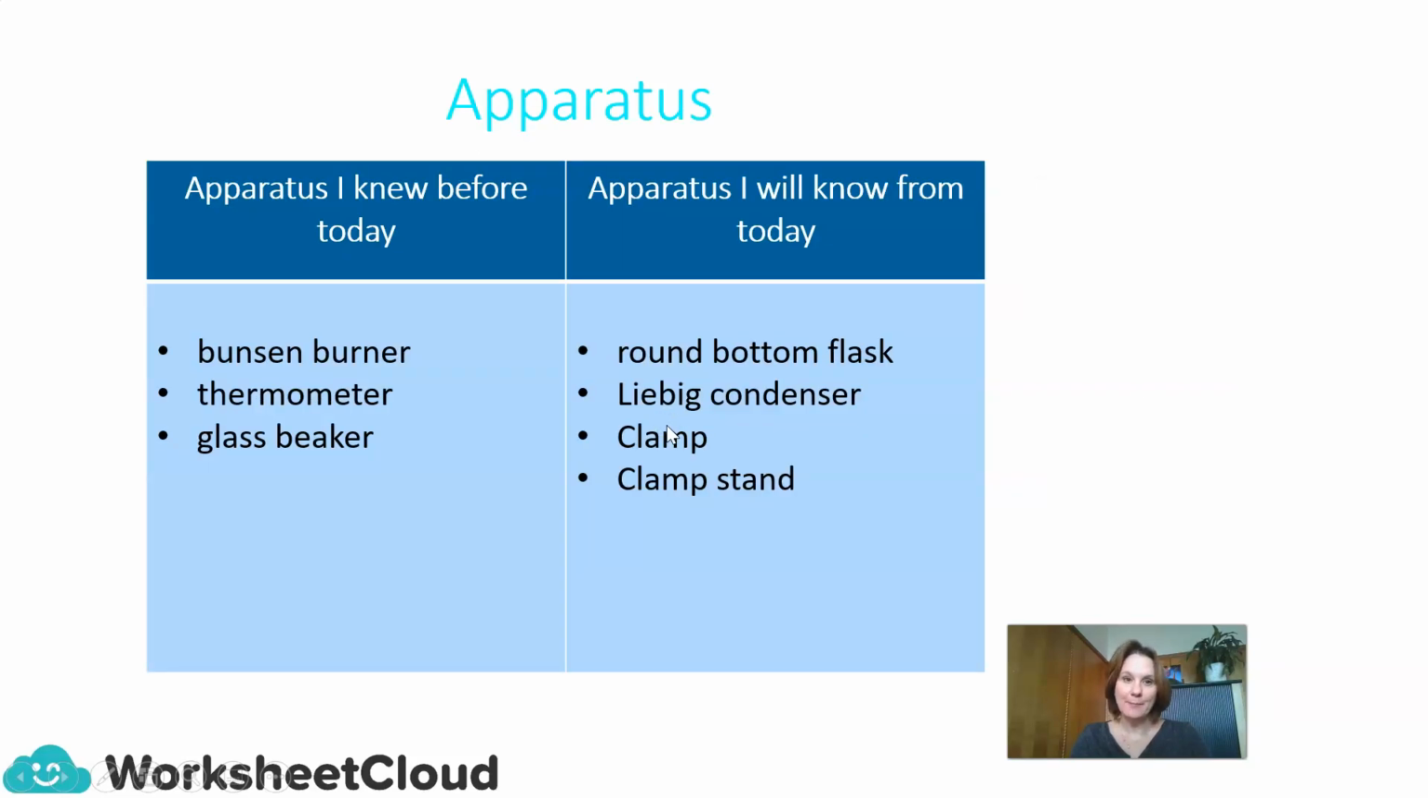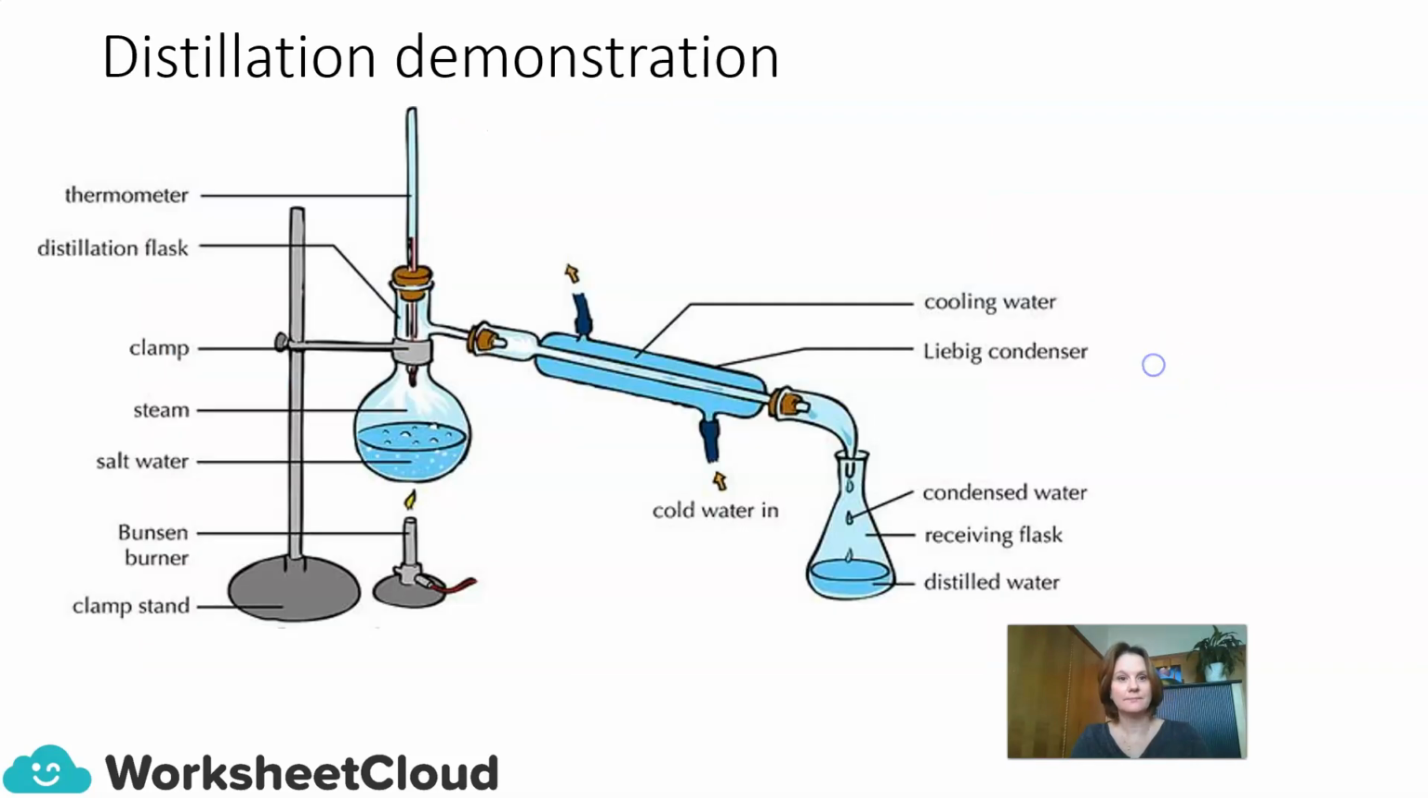Let's take a look at the apparatus that you already know. You already know what a Bunsen burner is, what a thermometer is, and what a glass beaker is. By the end of today, you are going to know what a round bottom flask is, or a distillation flask. You are going to know what a Liebig condenser looks like, as well as a clamp and a clamp stand for those of you that haven't used those apparatus yet in your classrooms.